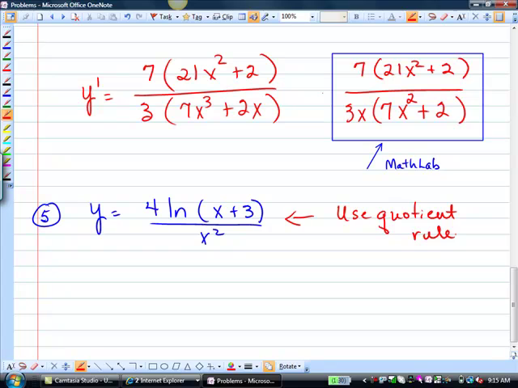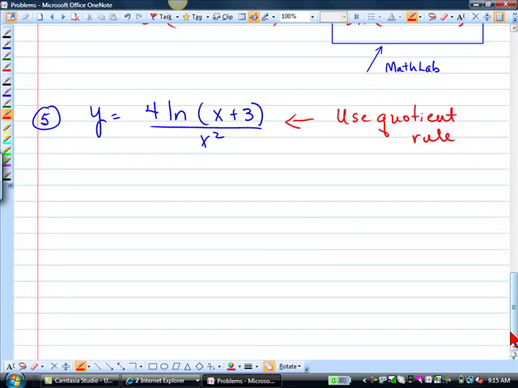It's not a product because this is just the ln of an expression. If there had been an x over here, like 4x ln stuff, then it would be a product. But you don't have two separate things. Okay, let's write out a roadmap.